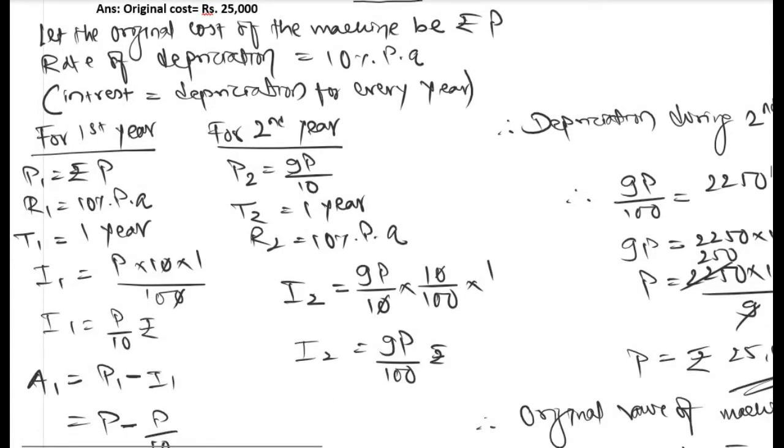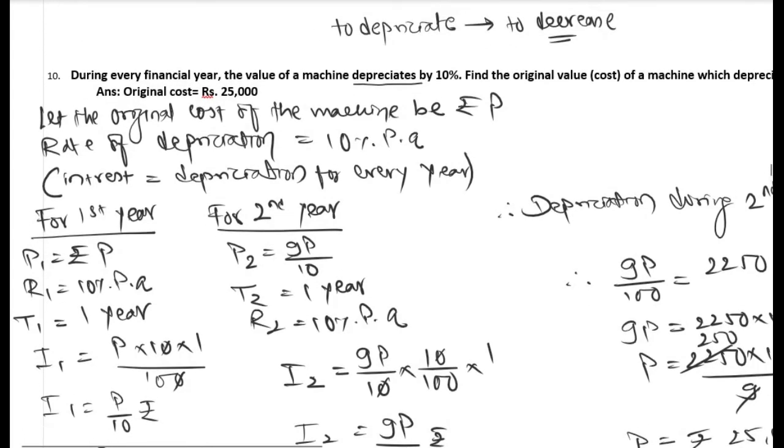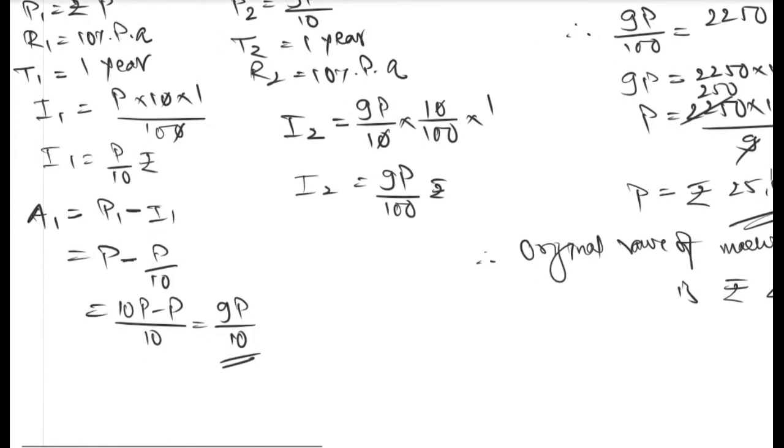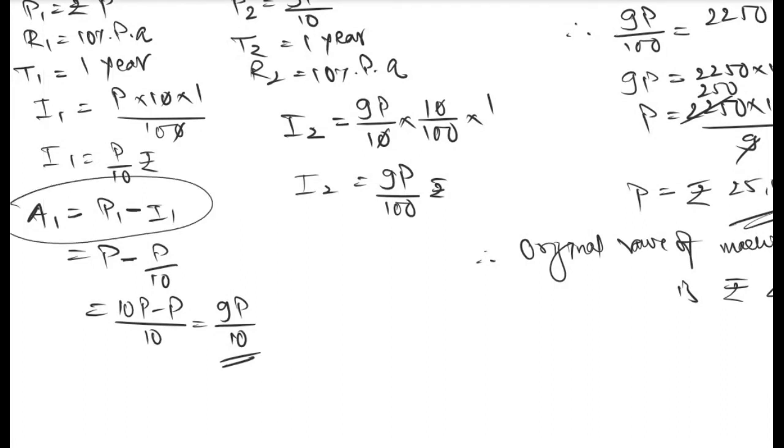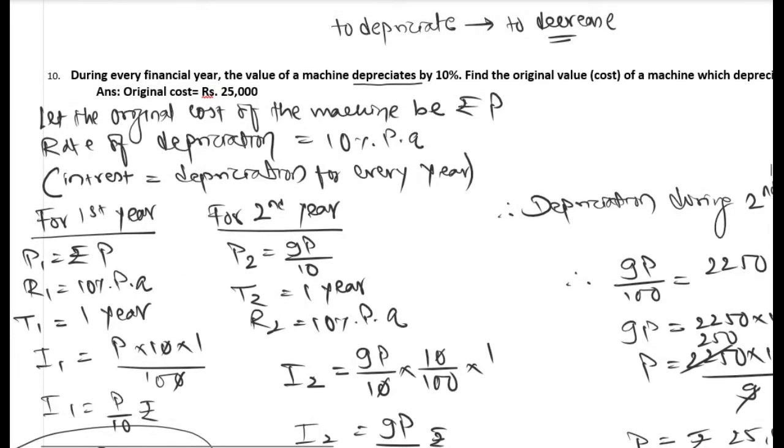Okay, this was a question of depreciation, which was a new question. We used the method of compound interest, but the only difference was we subtracted the interest. In this step, we subtracted the interest from the principal to find the amount. So this is an application of compound interest, but the only difference is the interest is subtracted because of depreciation. If it was a question of growth, again interest would have been added. Okay.